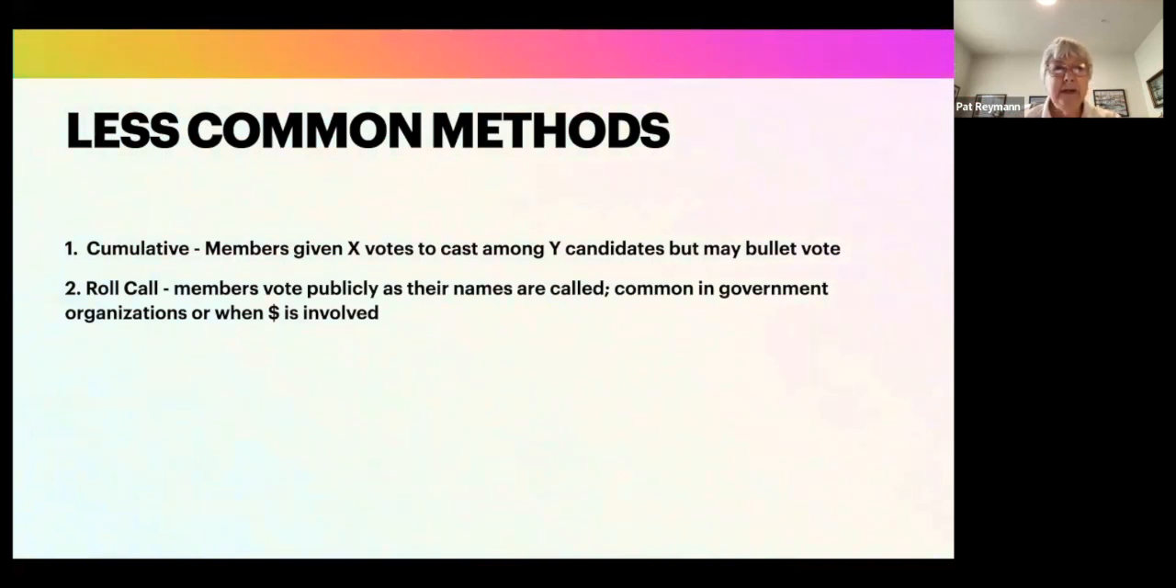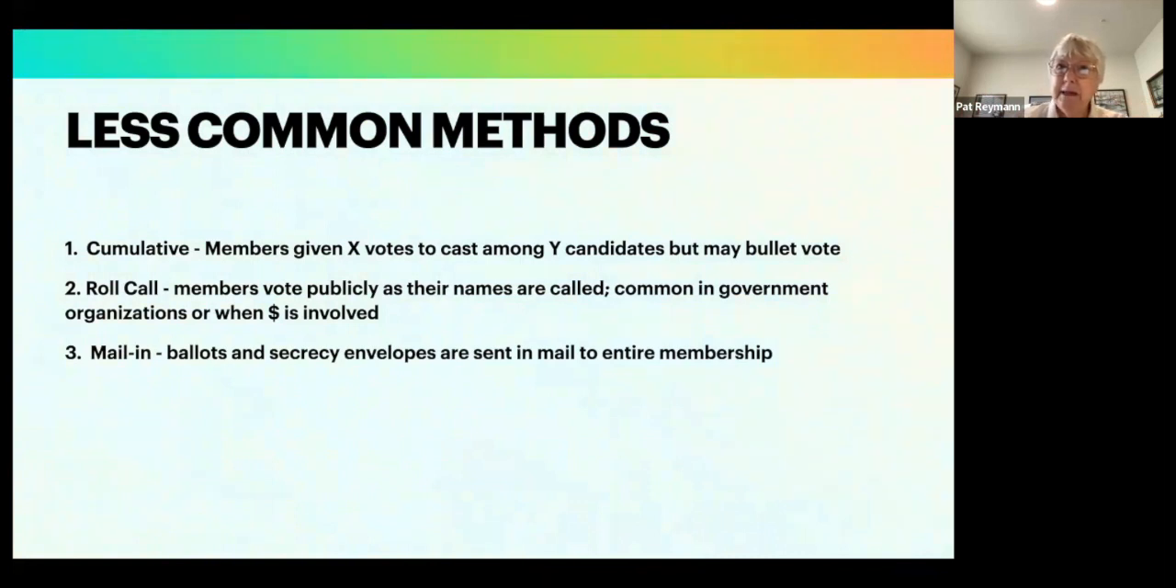And that's called cumulative voting. Roll call, I have it as less common, but it's becoming more common now with, I think, Zoom. Members vote publicly as their names are called, and it is common in government organizations, particularly if there is money involved. They're allocating funding to something, or they're spending money on a construction project or something, that you want to have a roll call. You want everybody to be, what's the word, recognized, I guess, for which side they are voting on.